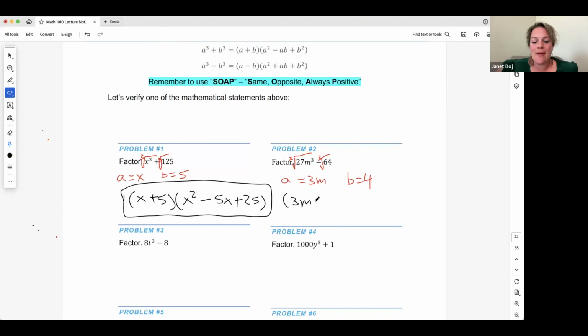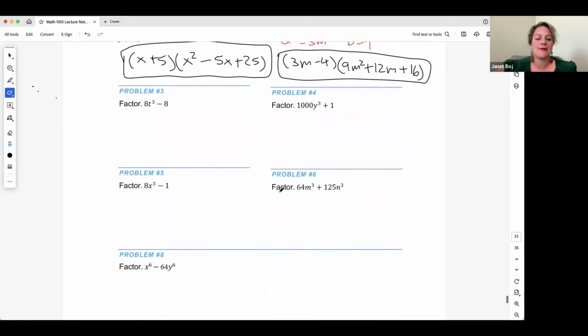So 3m minus 4, same sign, and then 3m squared. Don't forget to square the 3. So that would be 9m squared. Opposite, so plus, and then multiply these together, so 12m, and always positive 4 squared, which is 16. And that's it. Let's look at number 3.